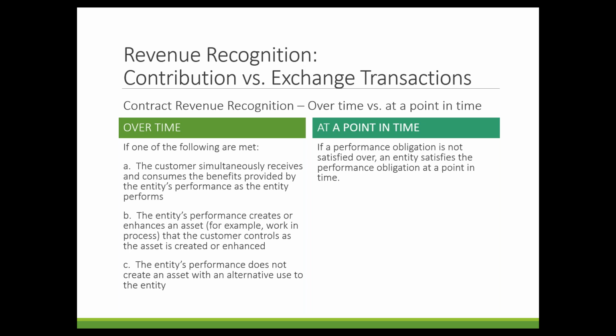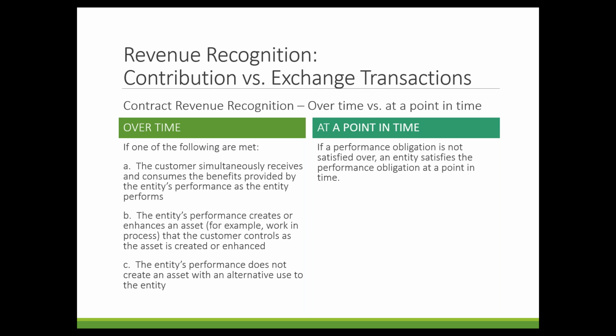The customer simultaneously receives and consumes the benefits provided by the entity's performance as the entity performs. The entity's performance creates or enhances an asset, for example, work in process, that the customer controls as the asset is created or enhanced. Or the entity's performance does not create an asset with an alternative use to the entity.